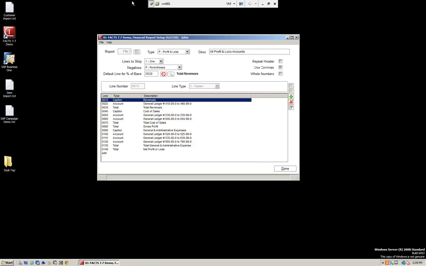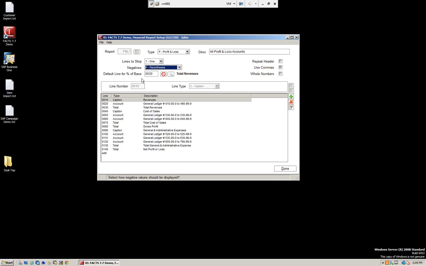Let's see how this is built. So again, you can see the type. This is a profit and loss, and we're determining that. We have a description. We have lines to skip. What this allows us to do is to skip a line between each of the different captions or totals, just to make the report look nice. Negatives, how do I want to handle negatives? Do I want to use parentheses? Do I want to use a minus sign before or a minus sign after?